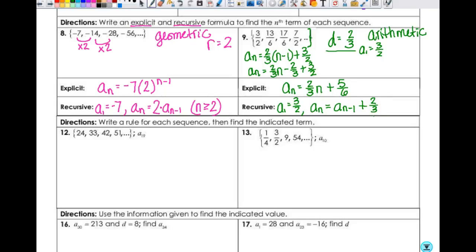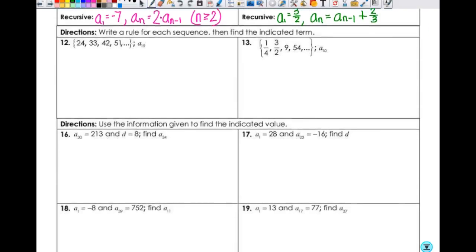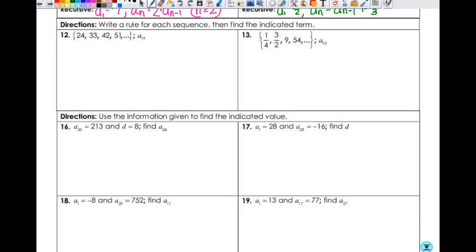Okay? So number 12 says, write a rule for each sequence, then find the indicated term. On the key on one of these, oh, it was 16, I didn't finish the problem. The one that you were able to look at in class. All right, so the first thing I have to do is decide if it is arithmetic or geometric, right? So 33 minus 24 is going to give me 9. 42 minus 33 also gives me 9. So this is arithmetic. A1 is equal to 24.